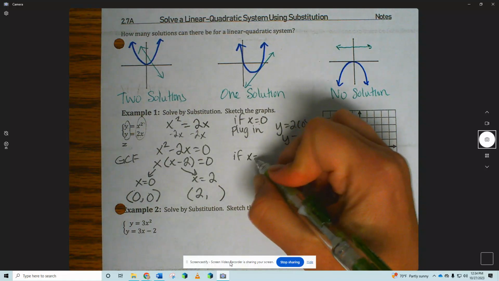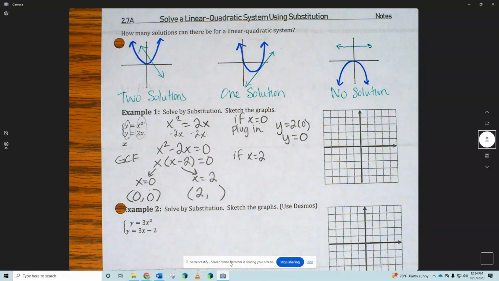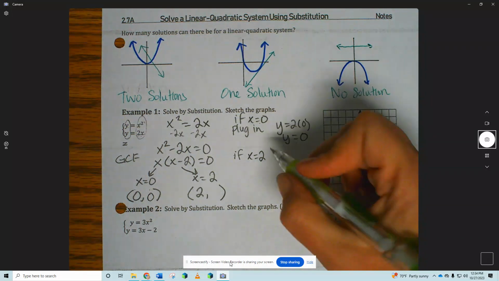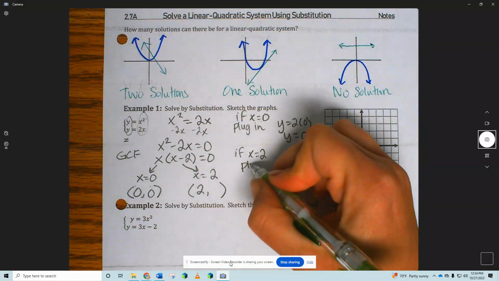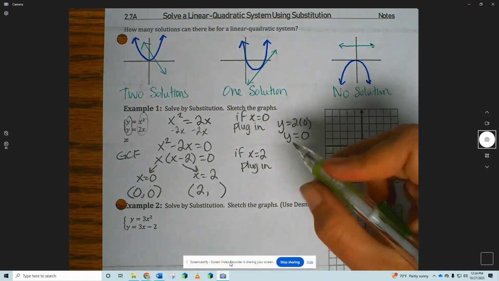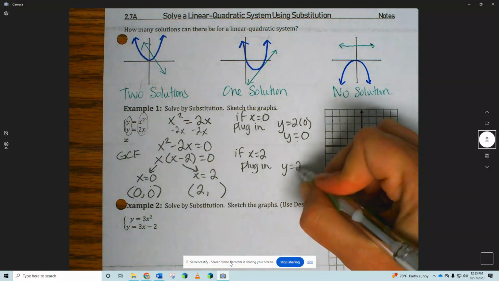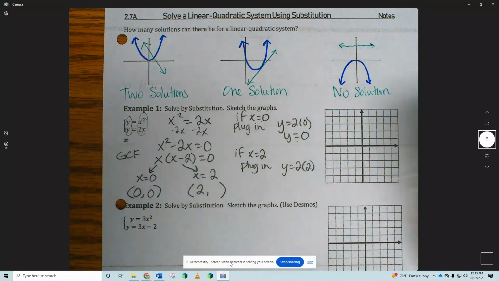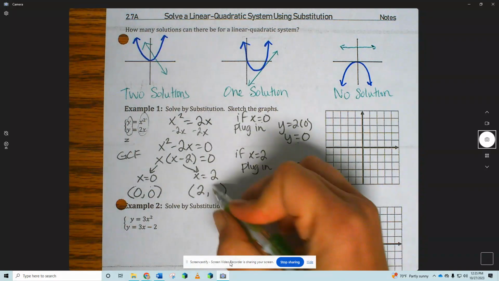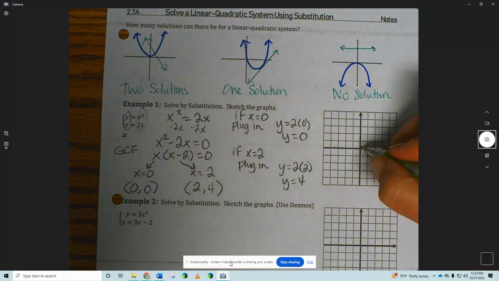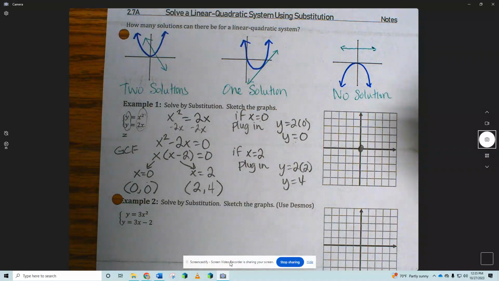If x equals 2, then what? You want to do the top one? Plug in. Because I have these two equations to choose from. Y equals 2 times 2. 2 times x. 2 times 2. Y equals 4. So there is the location that they are going to intersect. I'll mark it now. And then 2 comma 4.